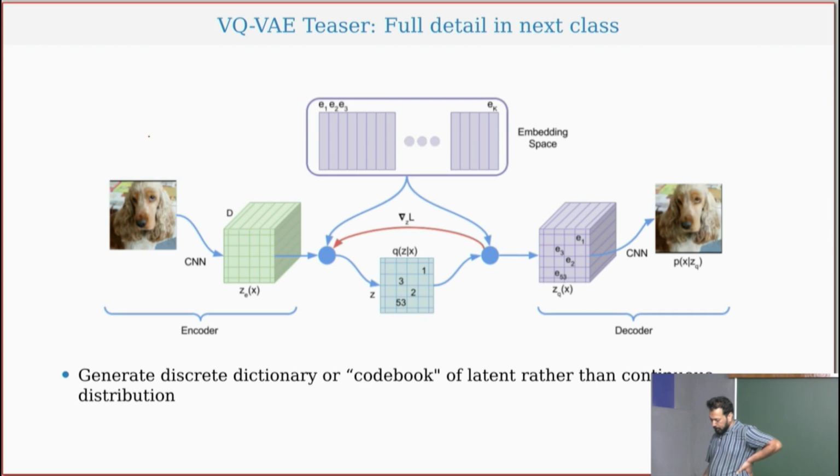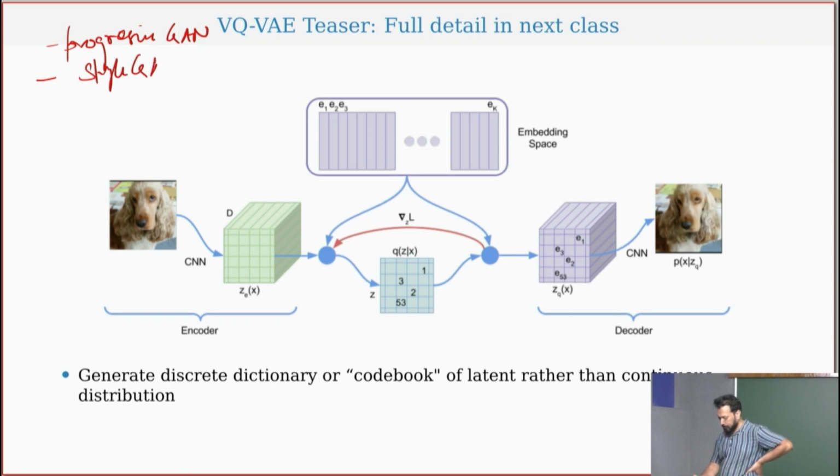So just like in GAN, you have seen there was a lot of engineering that went into that, right? There was progressive GAN, and there was StyleGAN, and specifically when we look at StyleGAN, it was about latent space engineering.